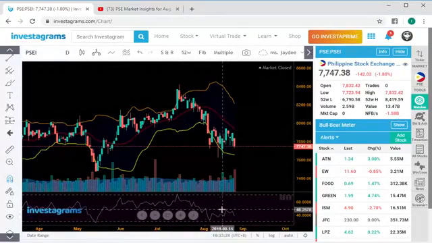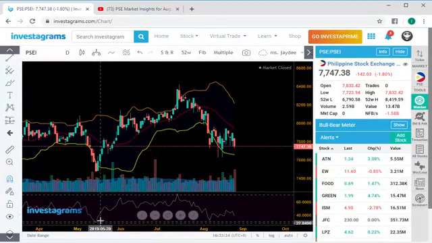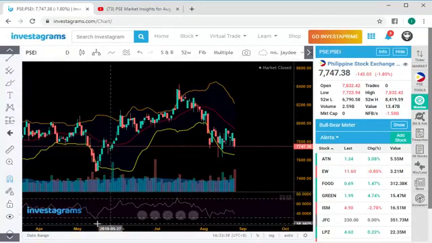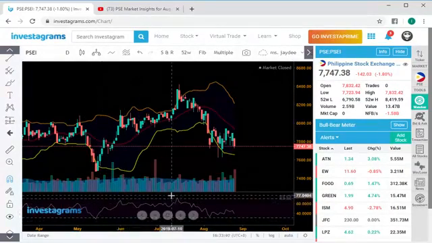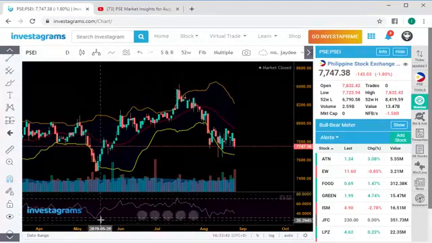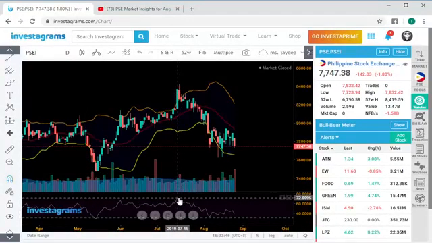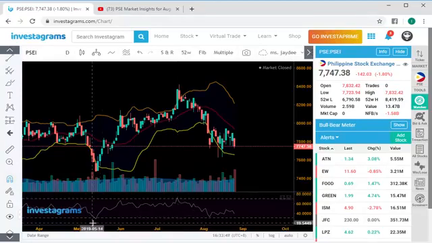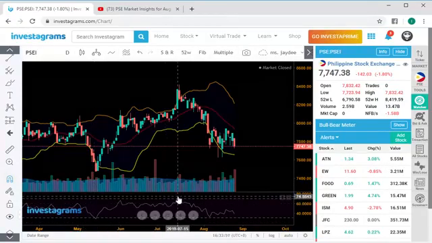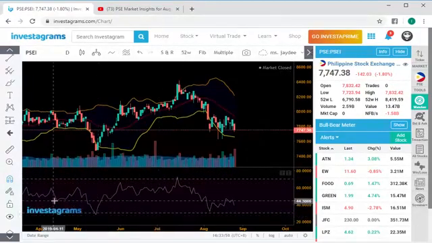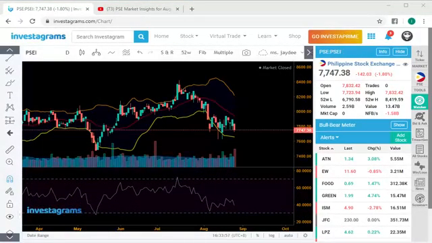And RSI is also one of the best indicators that would give you an idea whether a stock is already oversold or overbought. When you say it's oversold, it's really cheap. Overbought is starting to become expensive. And once you reach these areas, then potentially you are about to face a reversal soon.